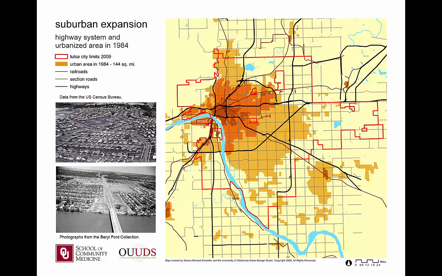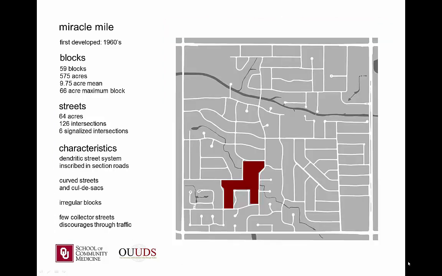Highways built later, including US 169 on the east side of town and US Highway 75, have yet to reveal their effect. Looking at the development pattern during this time reveals a new street and block pattern. This map represents a typical example of what we at the Urban Design Studio call the Miracle Mile phenomenon. It is shown at the same scale as the previous downtown and Cherry Street maps for comparison.